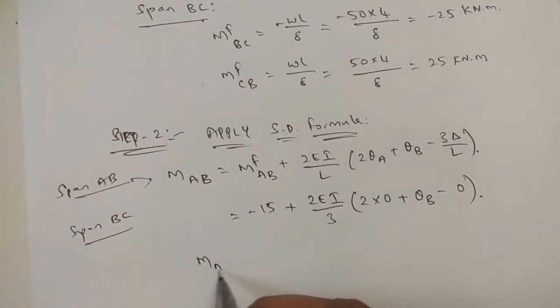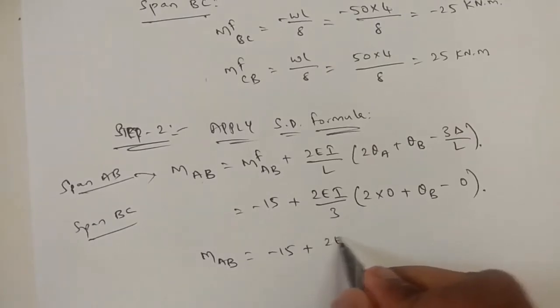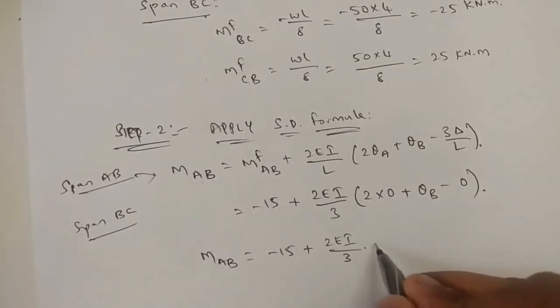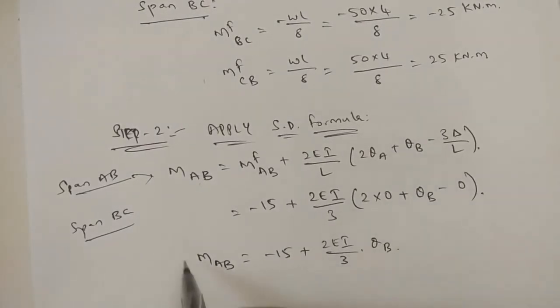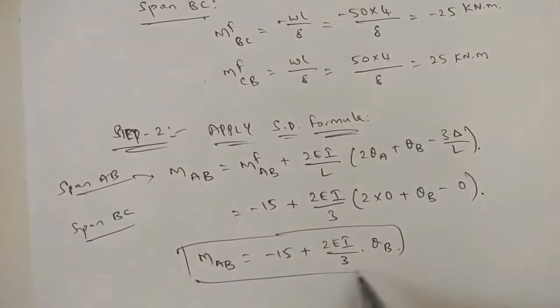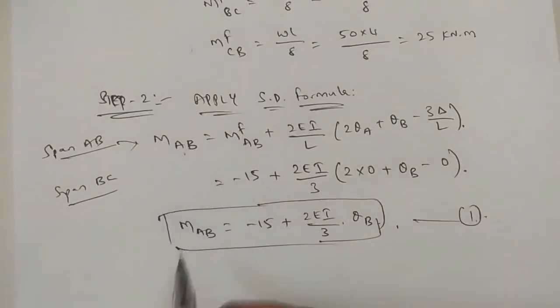So I'm writing minus 15 plus 2 EI by 3 into 2 into 0, which becomes 0. We'll have theta B. This will become our equation number 1. We have applied the formula for MAB. Now the next step, we will apply the formula in the same span AB for MBA.